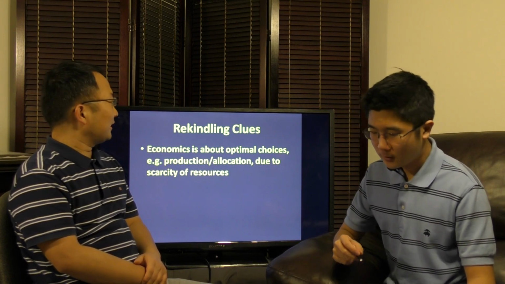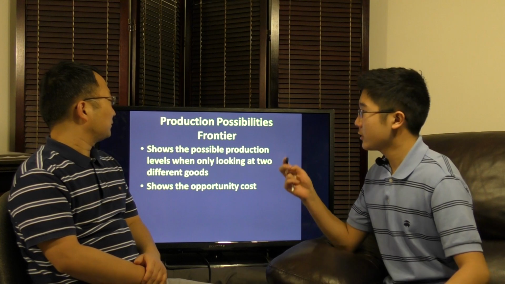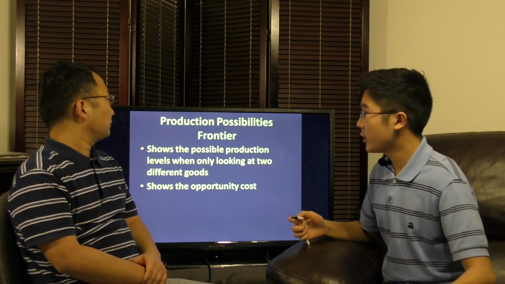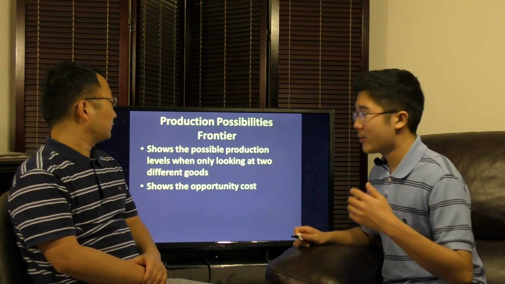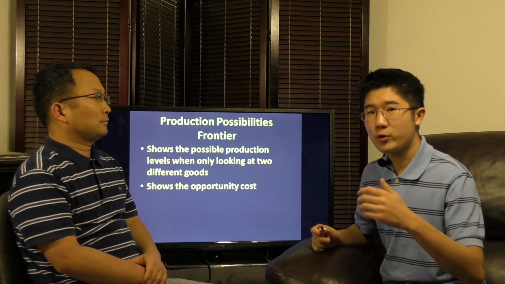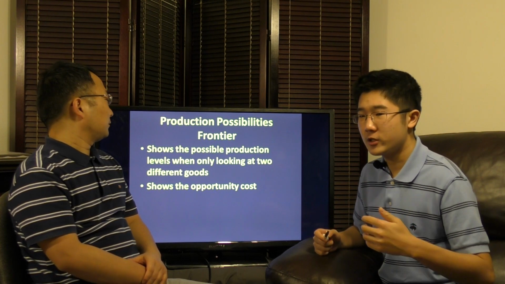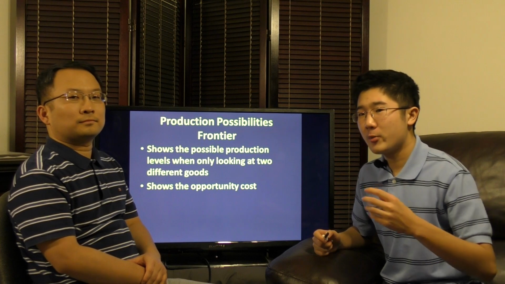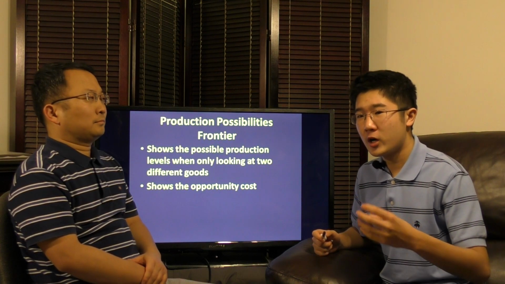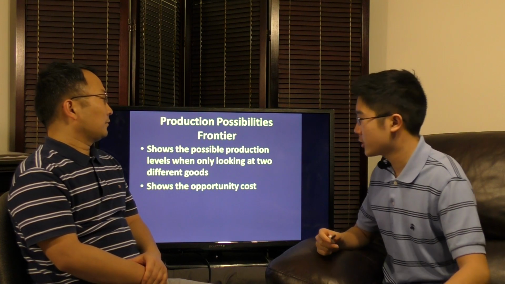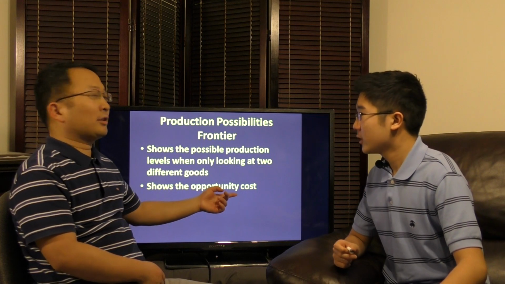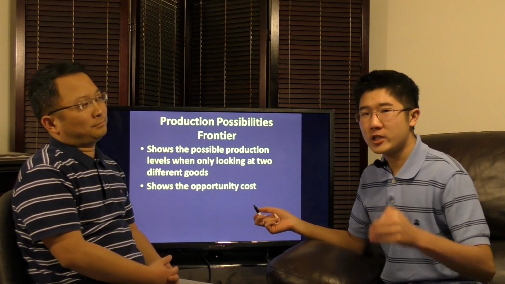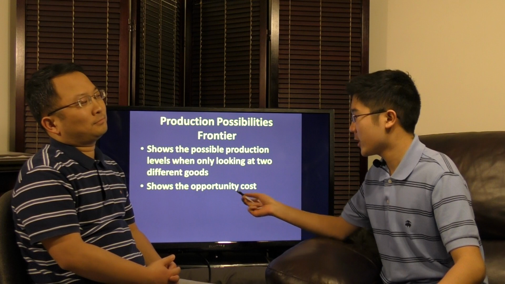The production possibility curve, or the frontier as it's also called, basically shows the possible production levels when you only look at the trade-offs between two different goods. For instance, just imagine an economy where only two goods are produced, and you look at the trade-offs and production possibilities using those two goods. Also, we can show the opportunity cost. Yes, and as a result, because we see trade-offs between the production of two goods, we see opportunity cost.